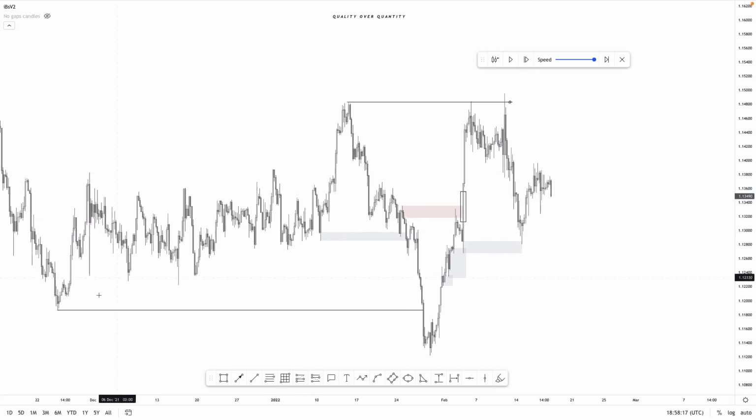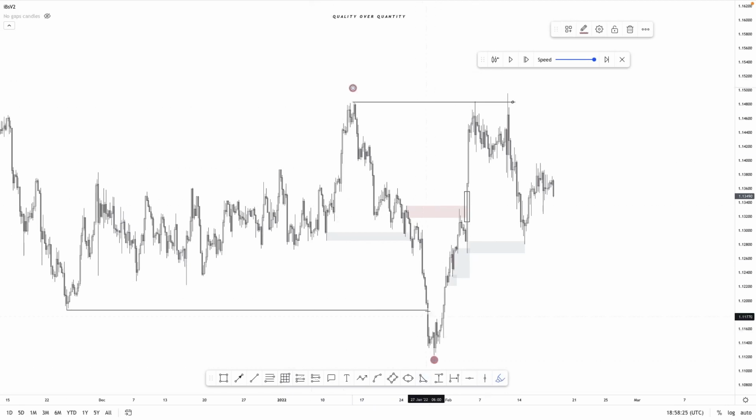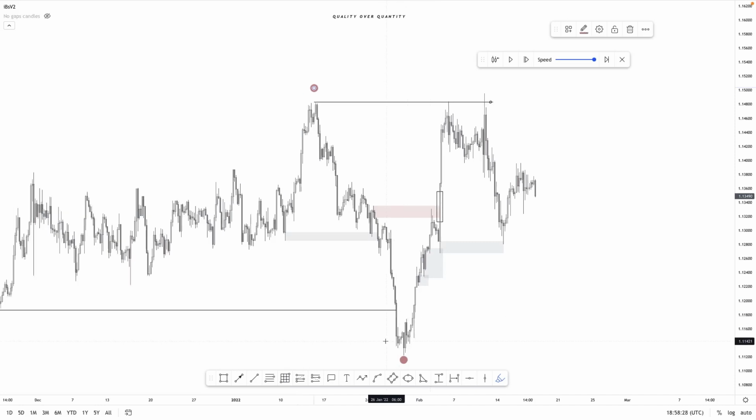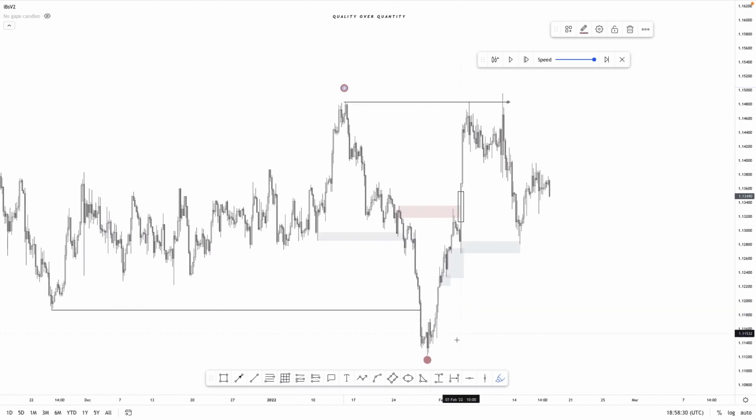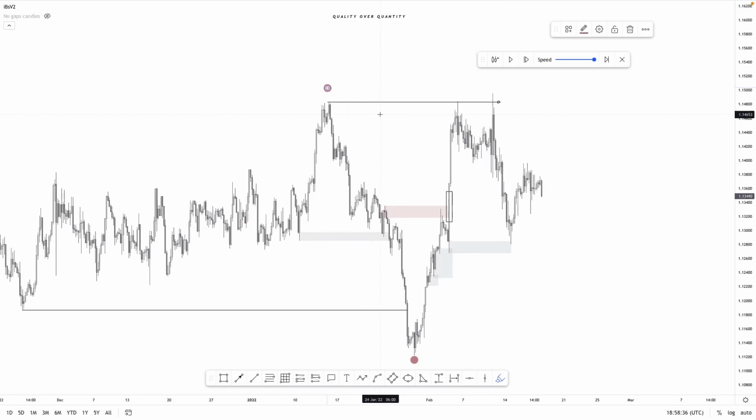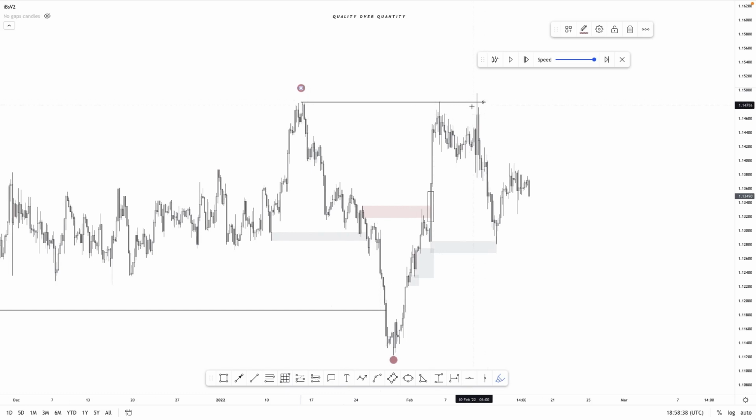Okay, we see that we had a daily break of structure right here, and so our daily swing points are this low and this high. And what we can see is that after we took out this low, we had a massive V-shaped recovery, and we came all the way up to the extreme and we took out this level of supply. But at the same time, we failed to close above supply, right? We failed to close above this level of supply.